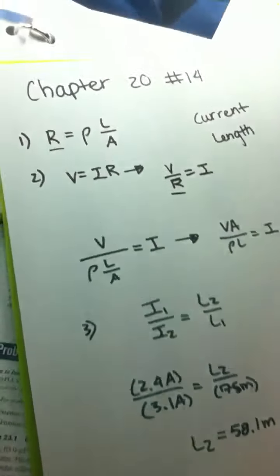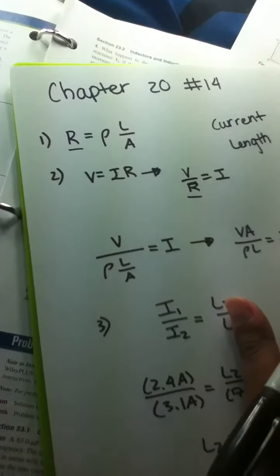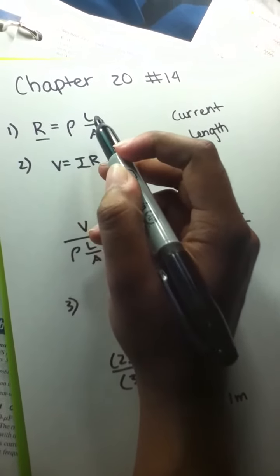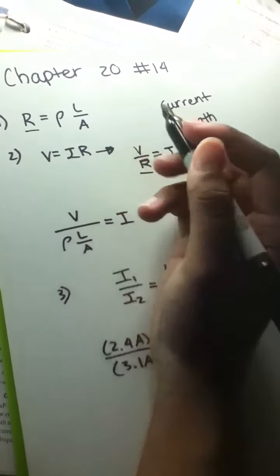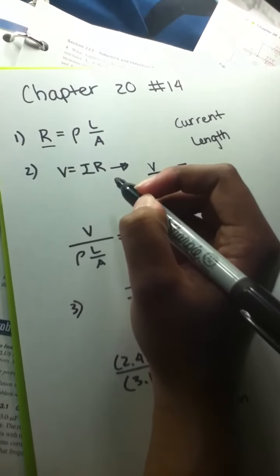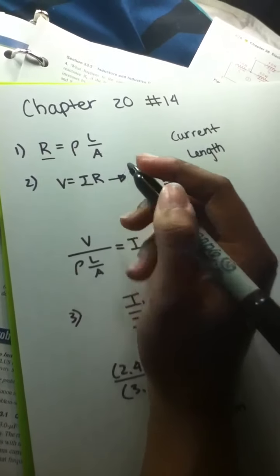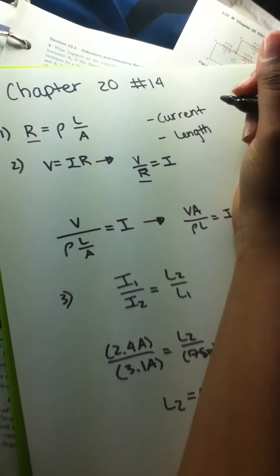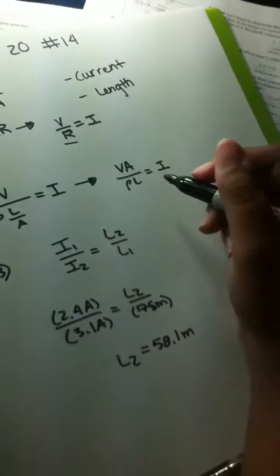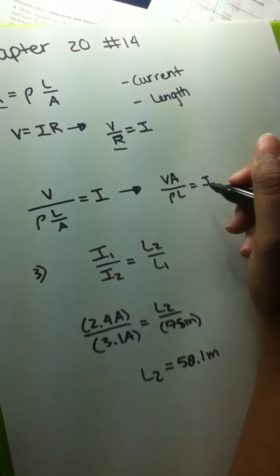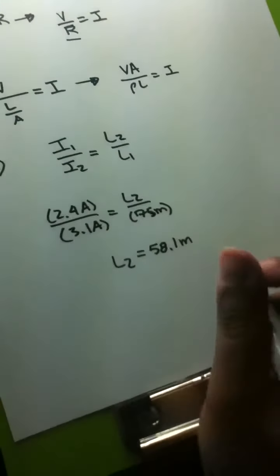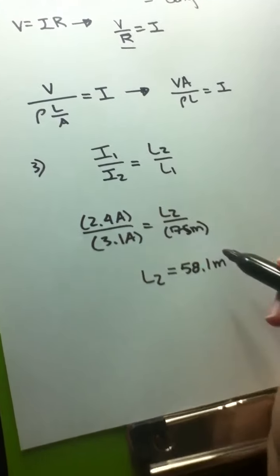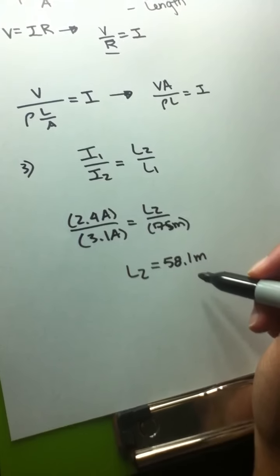58.1 meters. Again, going back to the two original equations, I knew that the resistance was equal to the resistivity of the material times the length of the material divided by the cross-sectional area, and I had Ohm's law, and the whole point of these two equations was to determine the relationship between the current and the length, because these were the only two values given in the problem. And once I determined the relationship, which is that they are inversely proportional to one another, I was able to come up with this equation right here, and from here I just plugged in the values, and I got a final answer of 58.1 meters.